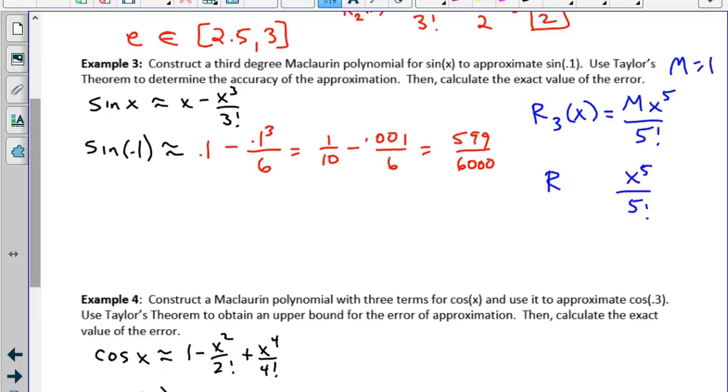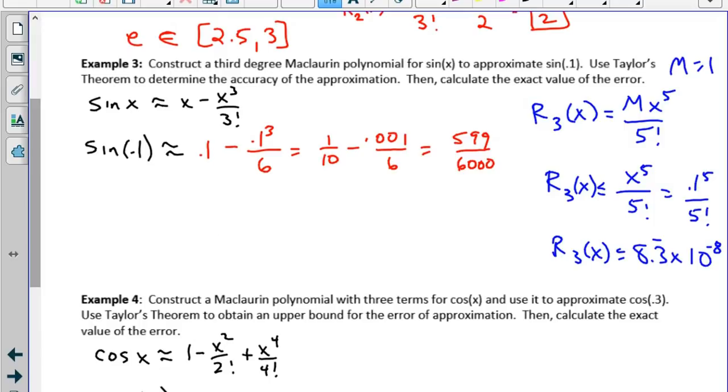And go from there. So in this situation, x is 0.1. So I have 0.1 to the 5th over 5 factorial. So my remainder is 8.3 repeating times 10 to the negative 8th. So that's my maximum possible remainder.